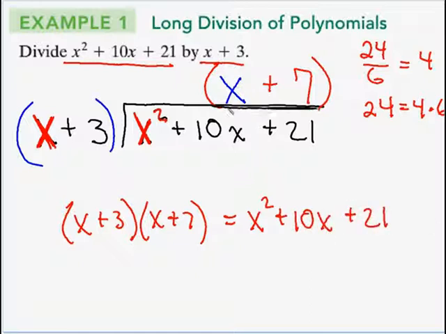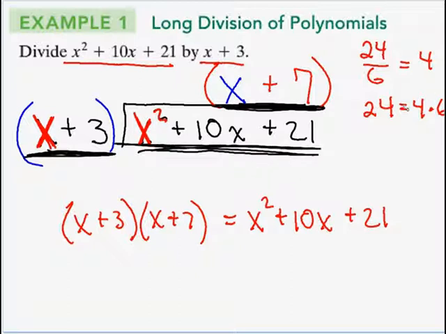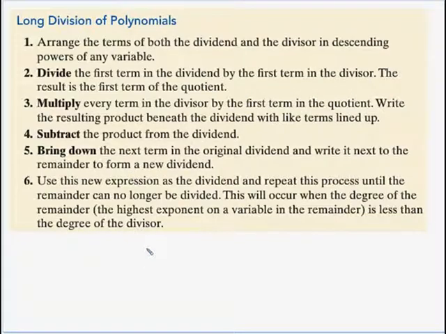Again, if I multiply this x plus 7 times the x plus 3, those are two factors. If I multiply them together, I get this whole thing. Just as how I multiplied the factors 4 and 6 together and got 24. Same idea going on here. It's always nice when there's no remainder.